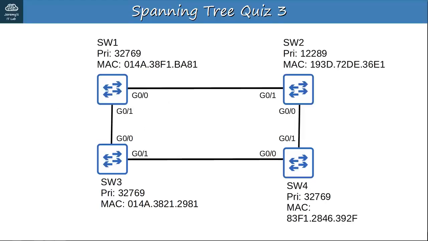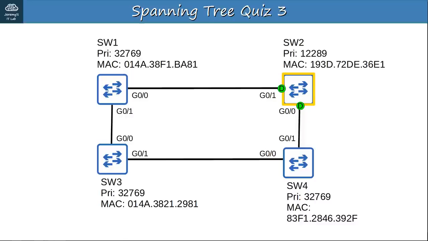Okay, let's practice that with a quiz actually. First, which switch will become the root bridge? Pause the video to think about the answer. Okay, the answer is switch 2, because it has the lowest priority. So, switch 2's ports are all designated.